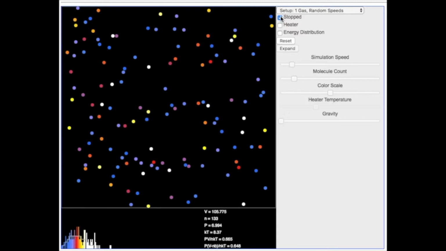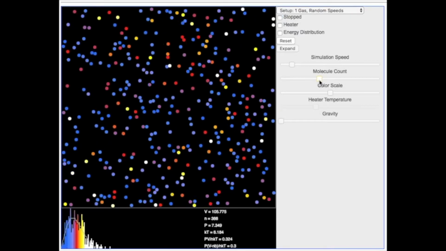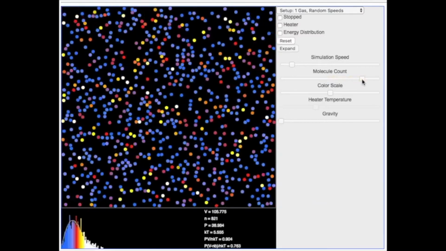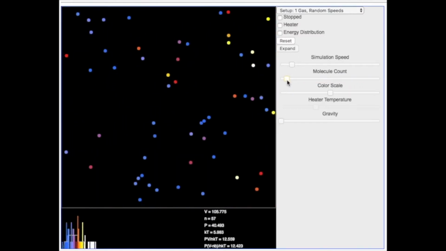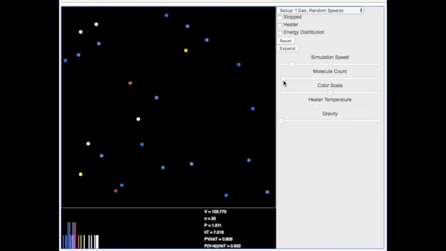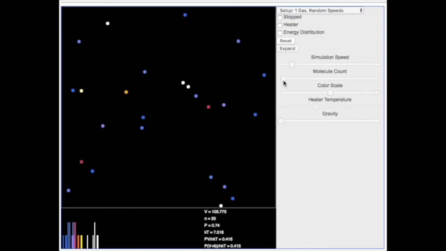The different colors on here represent different speeds. So I think the blue ones are the slowest ones, and I think the red or the white ones are going to be the fastest ones. Sometimes when you have a whole lot of molecules, it can get quite busy, or whenever you have something close to a pure vacuum, you have something a lot like this. So I'm going to use this right now.